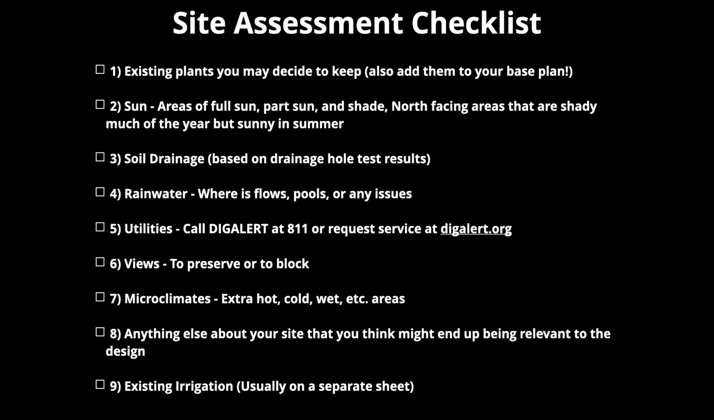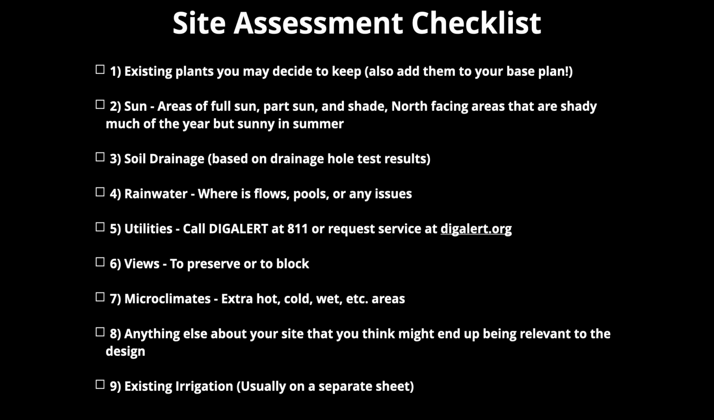Next, number 7 are microclimates. Any particular extra hot, cold, for whatever reason, if there's a wet or moist area, maybe it gets a little splash from a water feature that's already existing. Anything like that that's going to cause a little bit different conditions that might affect either the plants that you put there or where you would or would not be likely to put a social space for people.